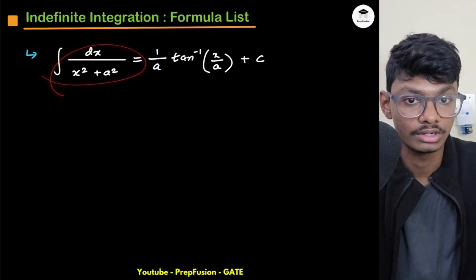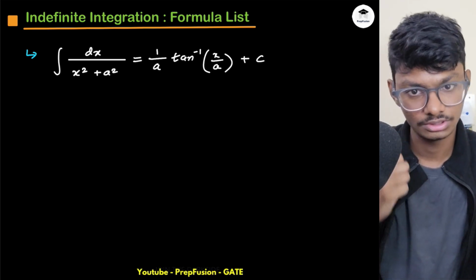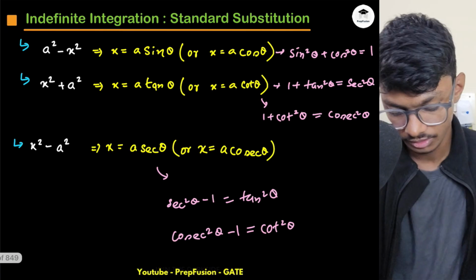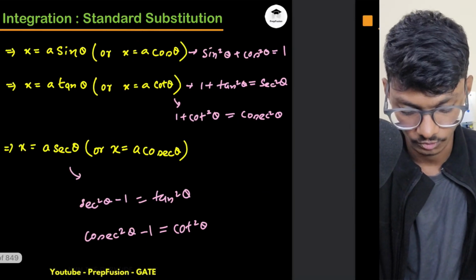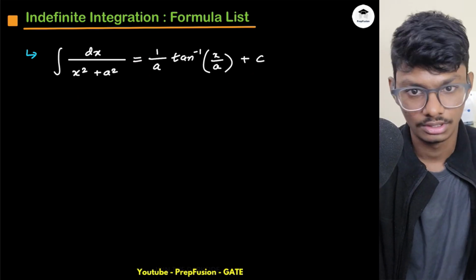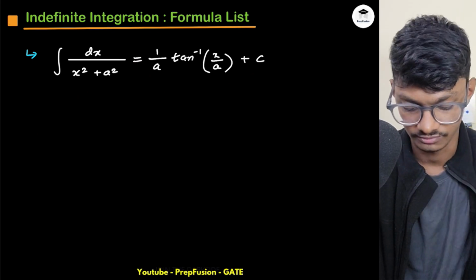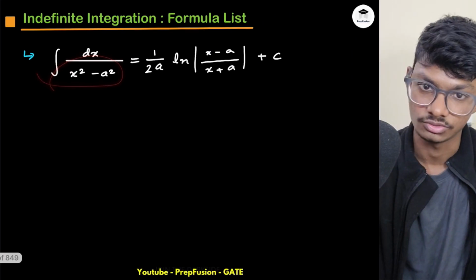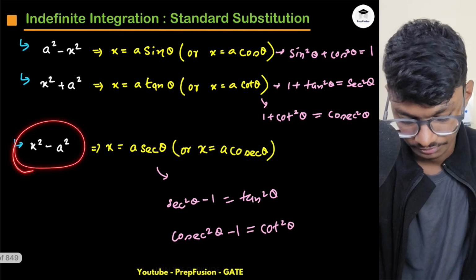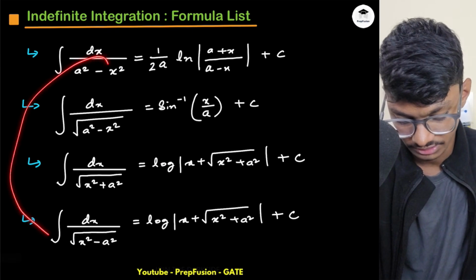So what will you use as your substitution? Basically you will use x equals a sine theta, or a cos theta, whichever is suitable, and you will get your answer. I will do all this after this lecture is over. I want you to try by yourself. Here I haven't given x square minus a square. So what will you use? You will use the last one, a sec theta or a cosec theta.